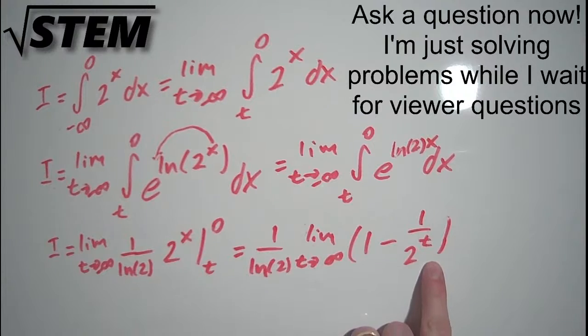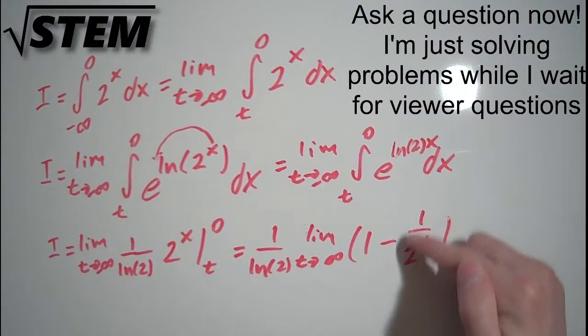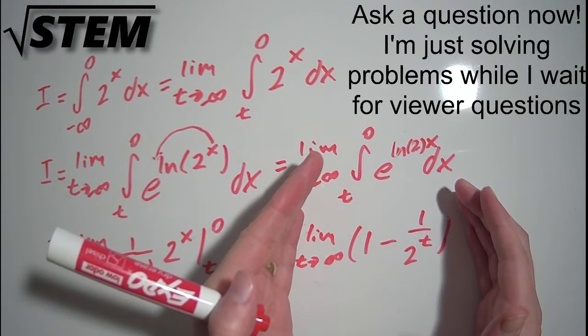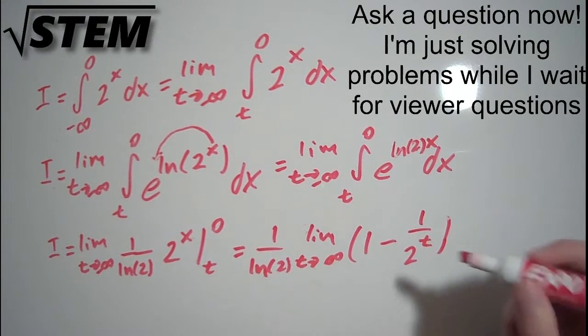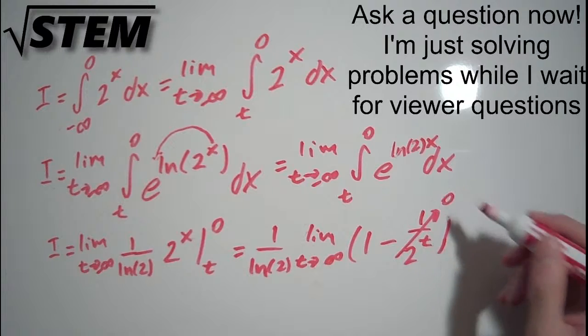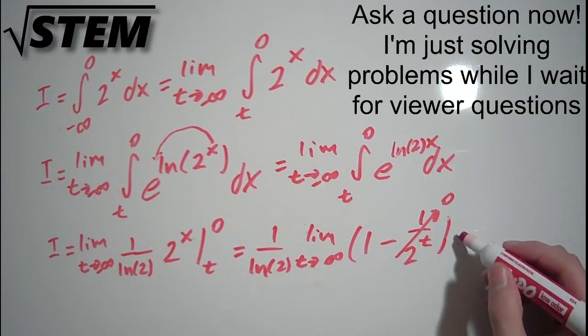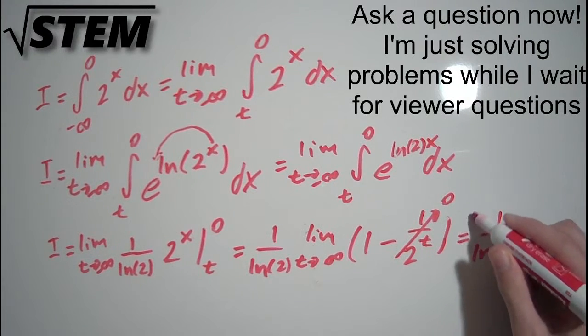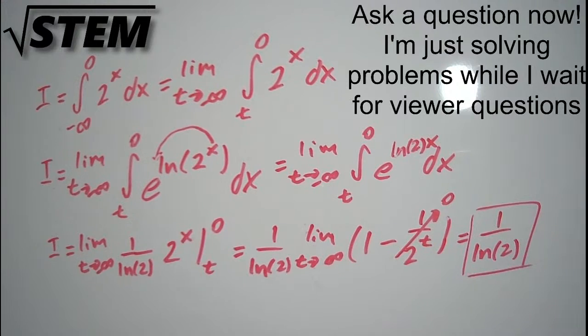So if we have t going to infinity, 2 to the t, of course, is going to become an infinite value. And if we have 1 divided by an infinite value, this term is just going to be 0, which means that this whole limit, this part, will overall evaluate to 1. And 1 times this is just that. So our integral at the end comes out to 1 divided by the natural log of 2. That's pretty fun. I like that one a lot.